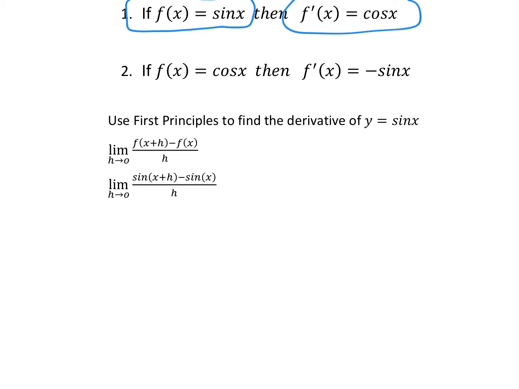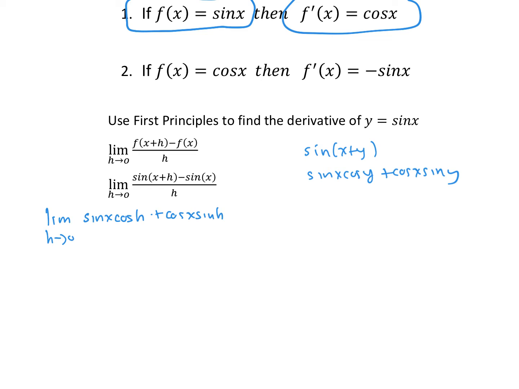So in 4U we had a bunch of identities that we used, and if you remember, sine of x plus y equaled sine x cos y plus cos x sine y. That's what I'm using for sine of x plus h. I'm going to expand that into its compound angle formula. So it would be sine x cosine h plus cosine x sine h, and then we still have this minus sine x on the end here.